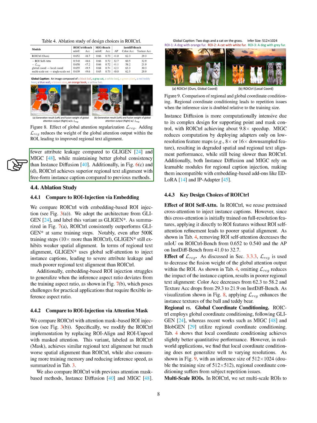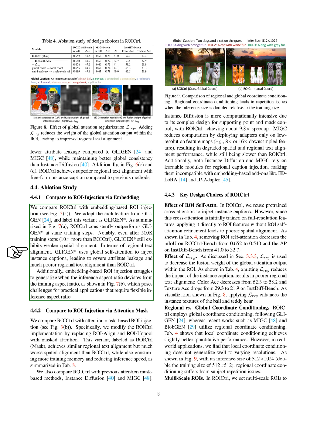Section: Compare to ROI injection via embedding. In this section, we compare ROICtrl with embedding-based ROI injection, which we refer to as GLIGEN**. Our findings, illustrated in the accompanying figure, show that ROICtrl consistently outperforms GLIGEN** even after significantly more training steps. Notably, GLIGEN** struggles with spatial alignment, particularly after 500,000 training steps. It also faces issues with regional text alignment due to its use of global self-attention, which leads to attribute leakage.